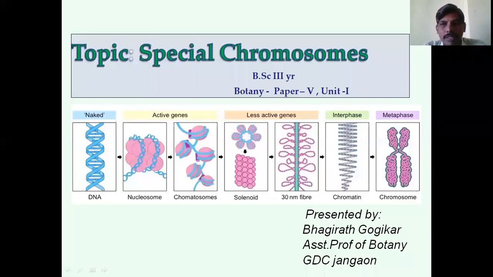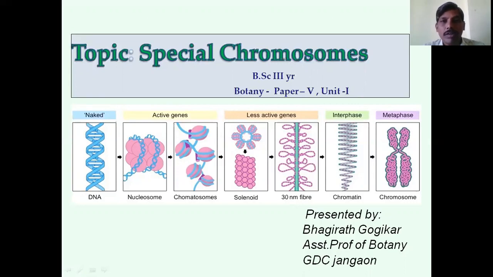Hello, dear students. Today we will talk about special chromosomes, which is a subtopic of the chromosome chapter under the plant cell biology unit, which is included in our botany semester 5th final year BSc. Before going to the actual topic, let us once recapitulate the position, shape, size and morphology of a normal chromosome in eukaryotic organisms.